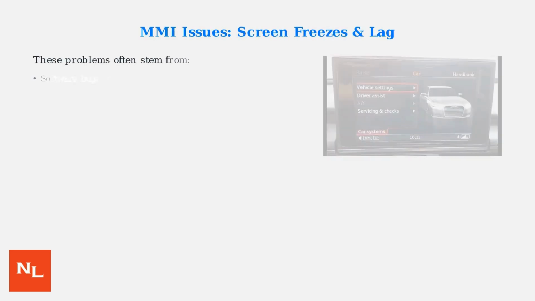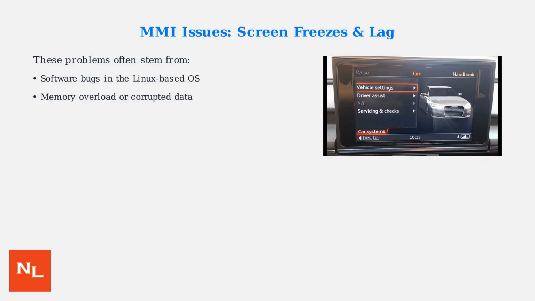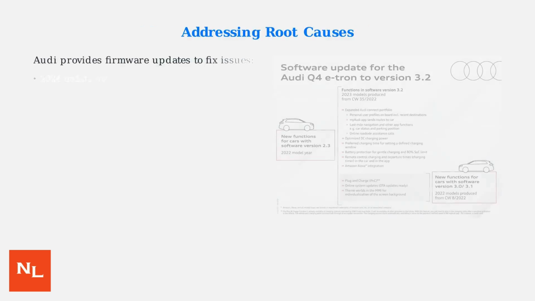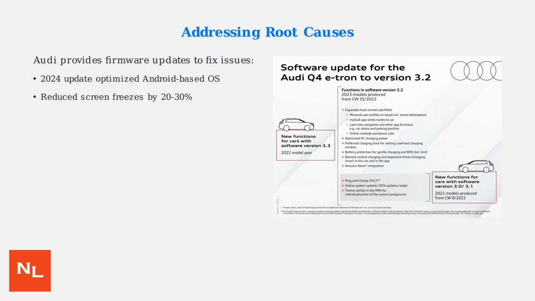MMI issues like screen freezes or lag typically occur due to software bugs, memory overload, or corrupted data within the system's Linux-based operating system. While resets are effective immediate fixes, Audi has been actively addressing these root causes through firmware updates. For instance, a firmware update released in mid-2024 for the 2023 Audi Q3 specifically optimized the system's Android-based OS, leading to a significant reduction in screen freeze complaints.